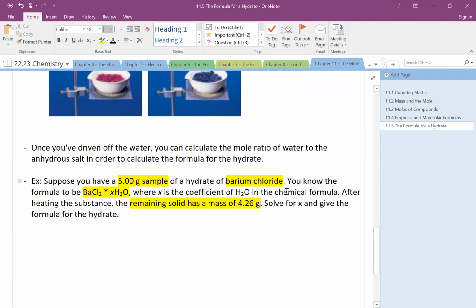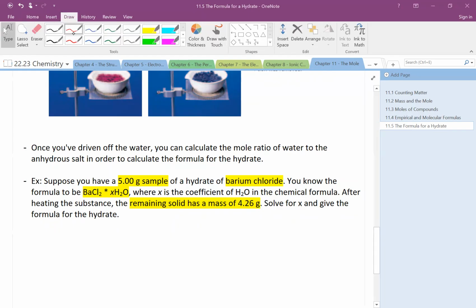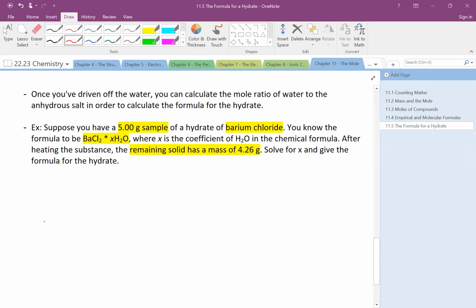Right off the bat, I'm going to look at my numbers and say, okay, my answer is going to need 3 sig figs because both of my given pieces of information have 3 sig figs. Very cool. And so let's think about what we did here. We drove the water off from our solid, and now we've got to figure out how much water we had there. So a good thing for us to do is to figure out exactly how much water we lost.